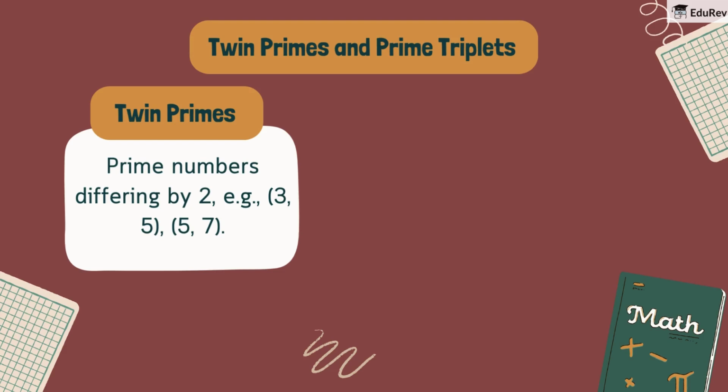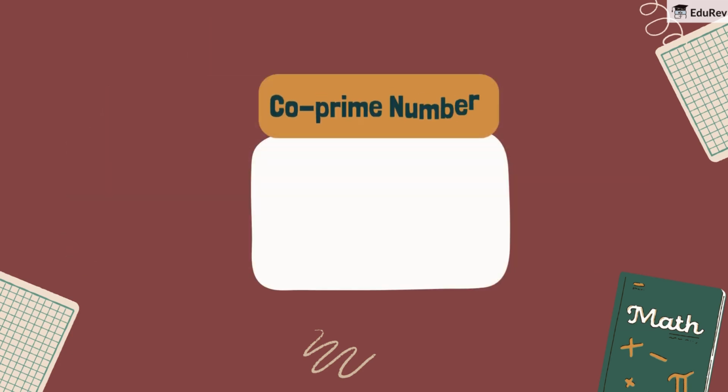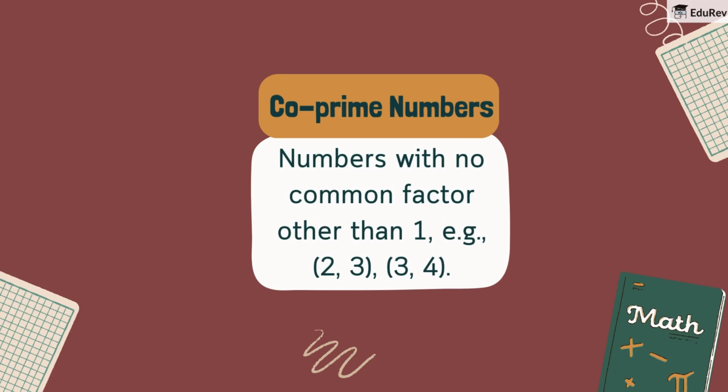On the other hand, a prime triplet consists of 3 prime numbers that also differ by 2, such as 3, 5, 7. Additionally, we have co-prime numbers, which are pairs of numbers that have no common factor other than 1, like 2 and 3 and 4.